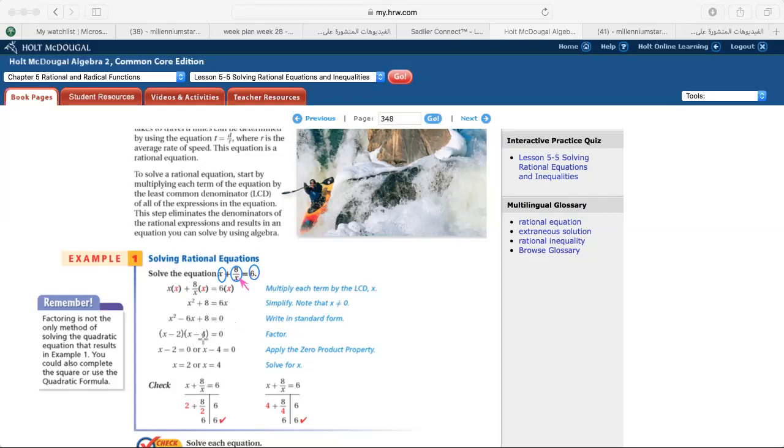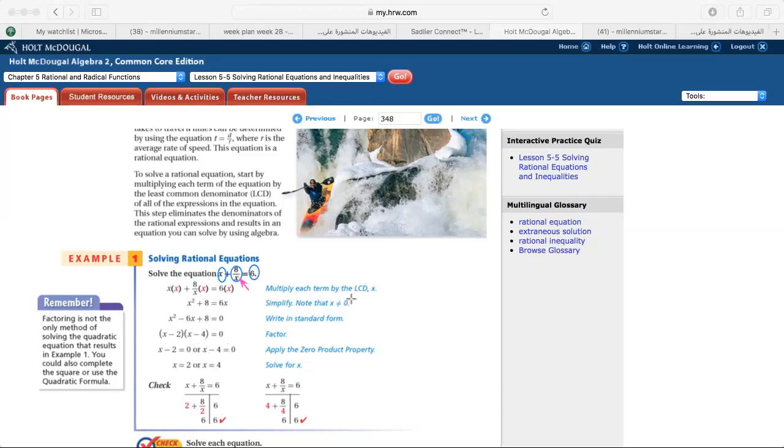Negative 2 and negative 4, when I multiply them, the negative and negative signs will cancel each other and become 8. And negative 2 and negative 4, when I add them, they will give me negative 6. So x minus 2 is equal to 0, so x is equal to 2. And x minus 4 is equal to 0, so x is equal to 4.